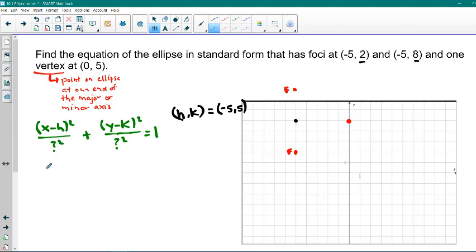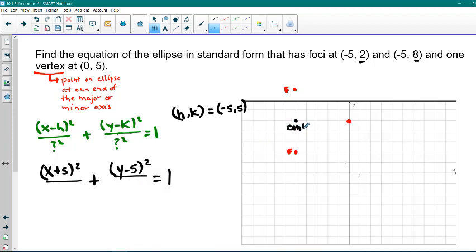Alright, well, that gives me the numerators of these. So x minus -5 squared is the same as (x + 5) squared. (y - k), (y - 5) squared. And I know, of course, this is going to be equal to 1. So what's left to figure out is what's going in the denominators here. This denominator, what's under the y, has to do with how far up and down I'm going. What goes under the x has to do with how far right and left.